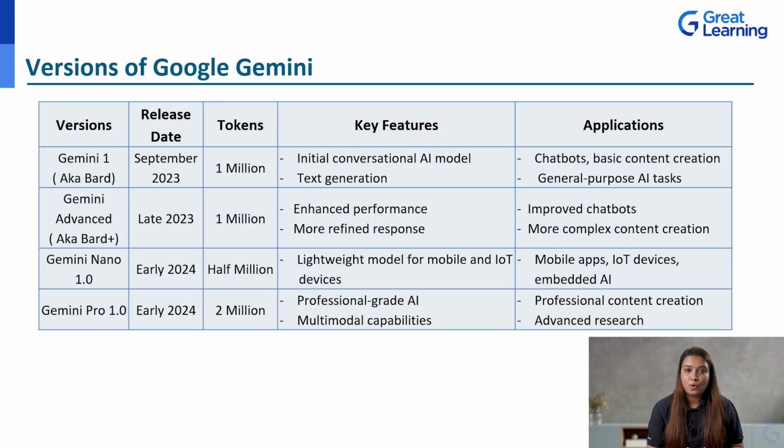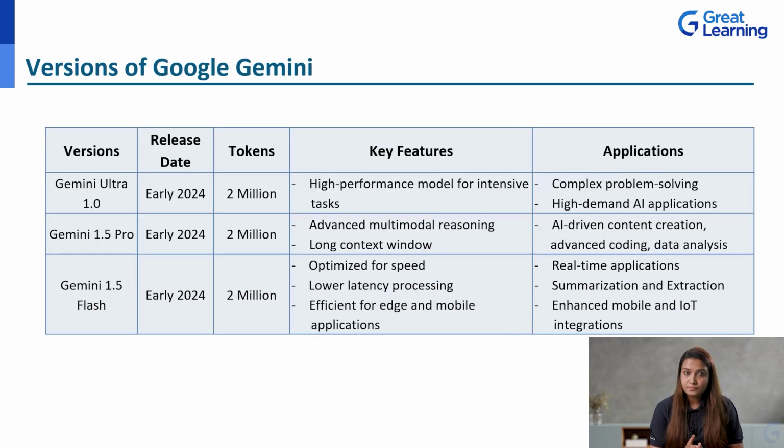Then comes Gemini Pro 1.0, again in early 2024, having 2 million tokens. It was used for professional-grade artificial intelligence and also multimodal capabilities. Generally, this version was preferred for professional content creation and advanced research. So this is the application of Gemini Pro 1.0. Now let's go to the next one. Gemini Ultra 1.0. Early in 2024, it also had 2 million tokens.